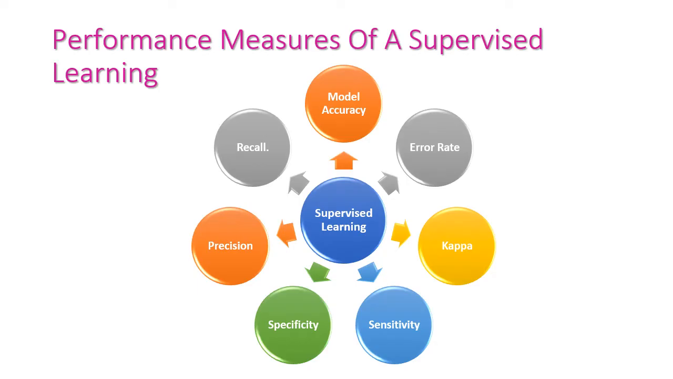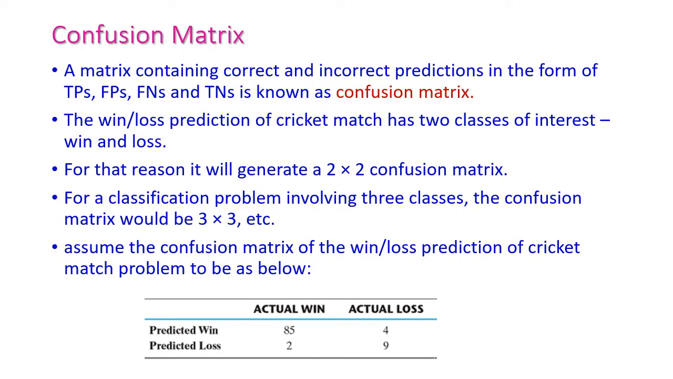Now let us see the performance measures of supervised learning. Here, we will see the model accuracy, error rate, kappa, sensitivity, specificity, precision, and recall. Let us see all those things one by one. Before that, first let us see the confusion matrix. What is a confusion matrix? This matrix contains the correct and incorrect predictions in the form of true positive, false positive, false negative and true negative. So this is called a confusion matrix.